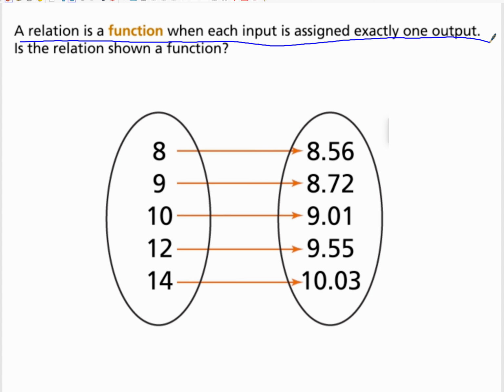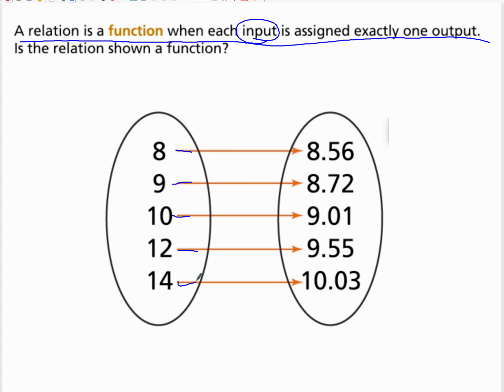Okay, that's a great question. And notice that it's defined in terms of the input. So we're always going to be concerned with the input. That's our main concern. Input is where we're going to focus. When I look at the input, do any of my inputs have more than one arrow? All of my inputs have one arrow, right? The 8 has one arrow, the 9 has one arrow, 10, 12, 14. They all have one arrow.